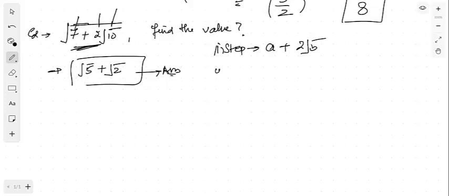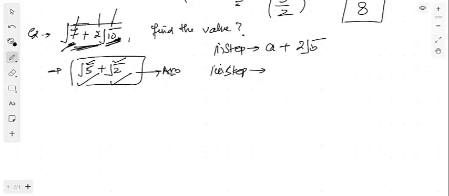Then the second step is that you have to choose two numbers such that when multiplied they give the term under the root, and when the two numbers are added, they give this term. So I have chosen 5 and 2. When I multiply 5 and 2, I'll get 10 here, and when I add 5 and 2, I'll get 7 here. So you can write the answer directly for such a question.